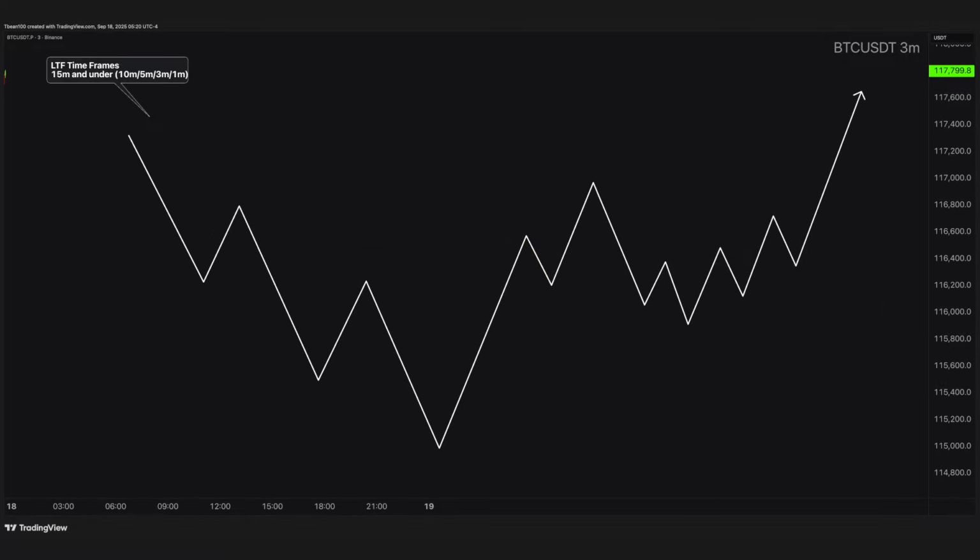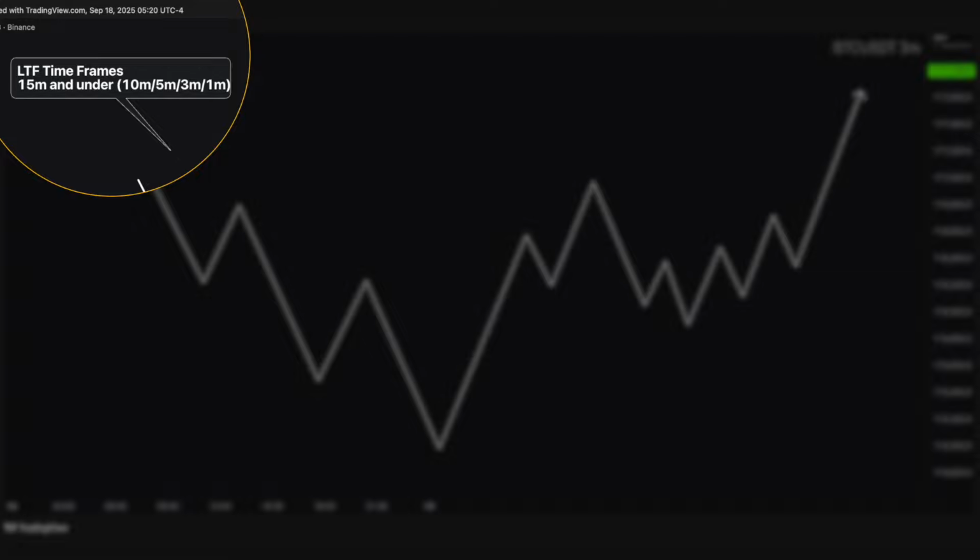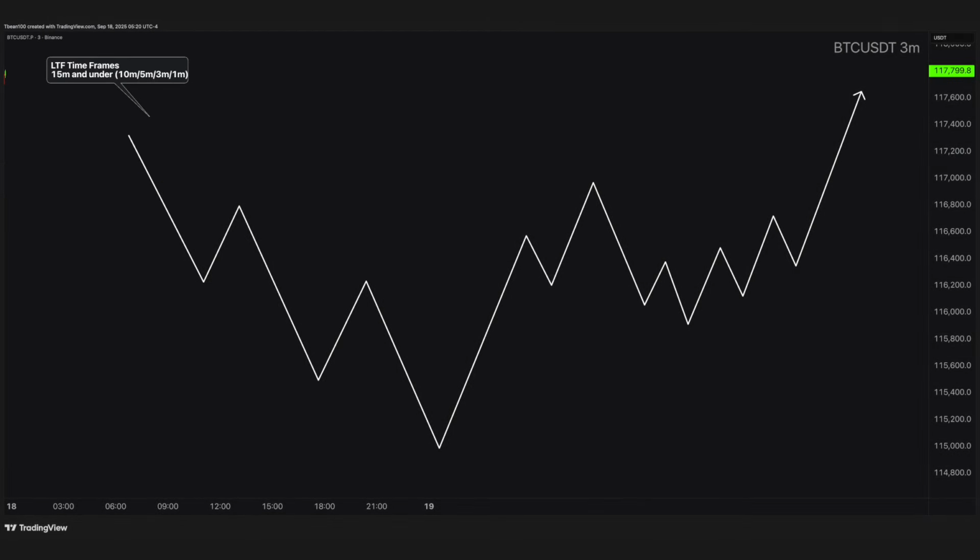When it comes to your lower time frames, I suggest you focus on 15 minutes or below. That could be 10 minutes, 5 minutes, 3 or 1 minutes. It doesn't matter. Remember, this is the same area that we identified back in step 1. The zone with multi-imbalances and swing failure patterns.